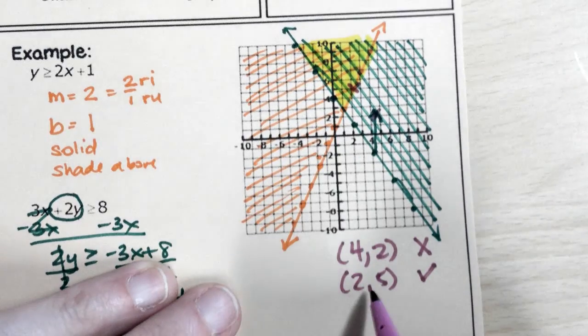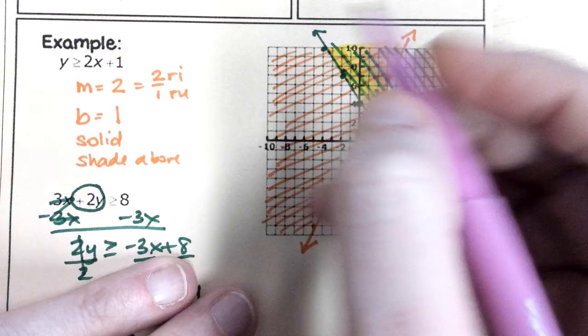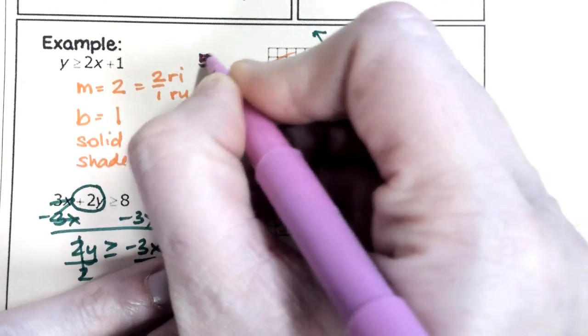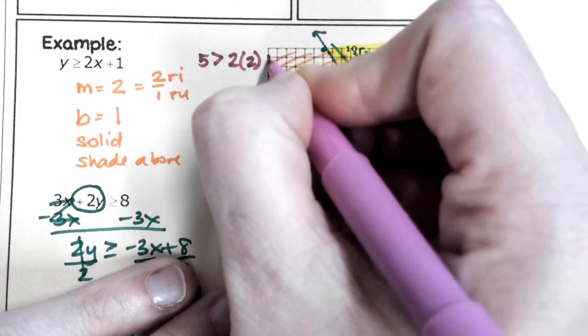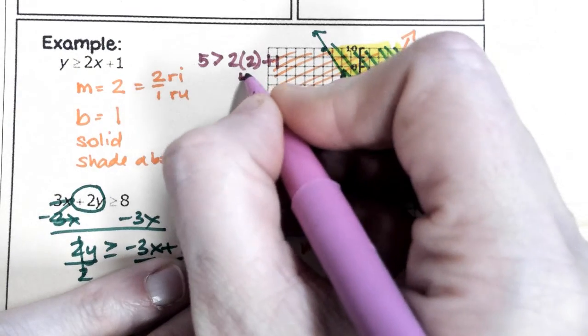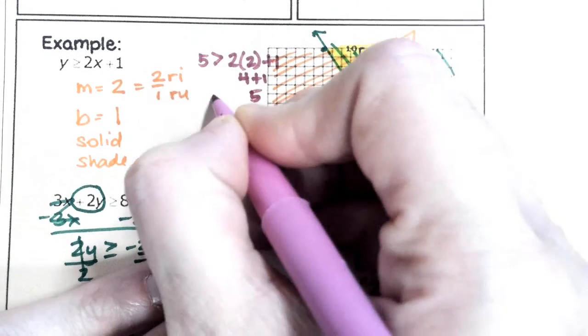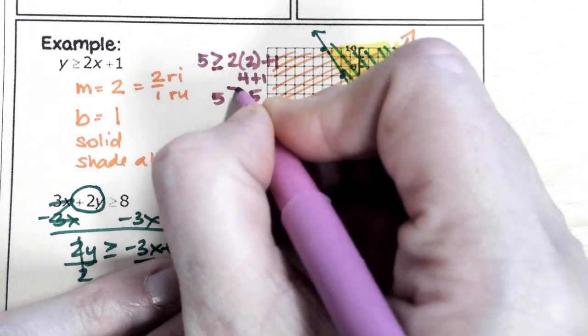Okay, you're going to take this coordinate, this 2, 5, and you're going to plug it into this equation. So y is 5, 2 times x, which is 2, plus 1. Well, 2 times 2 is 4. 4 plus 1 is 5. Is 5, I'm sorry, that's greater than or equal to 5? Yes. Yep, so it's true for that one.